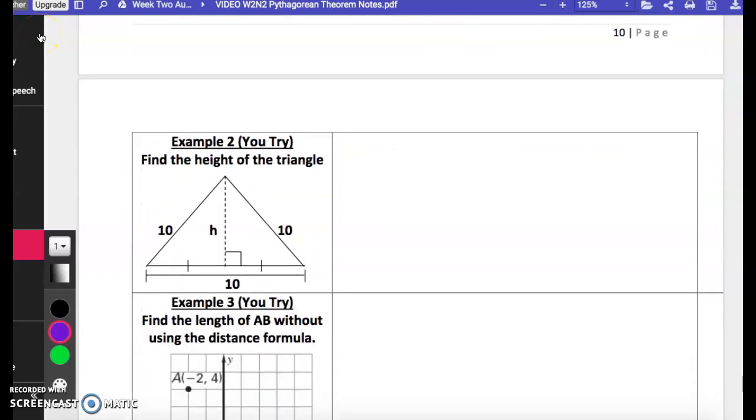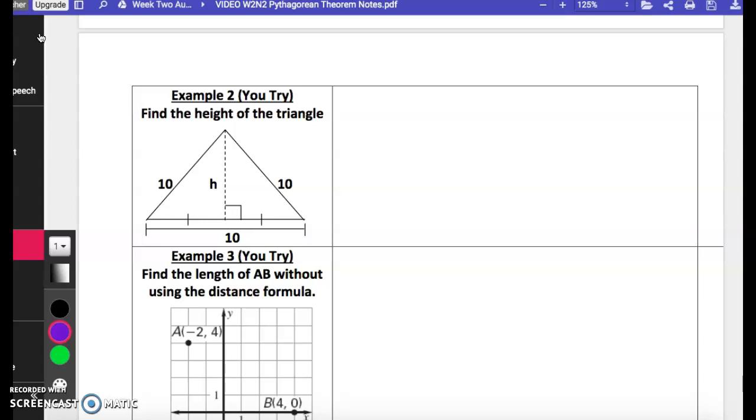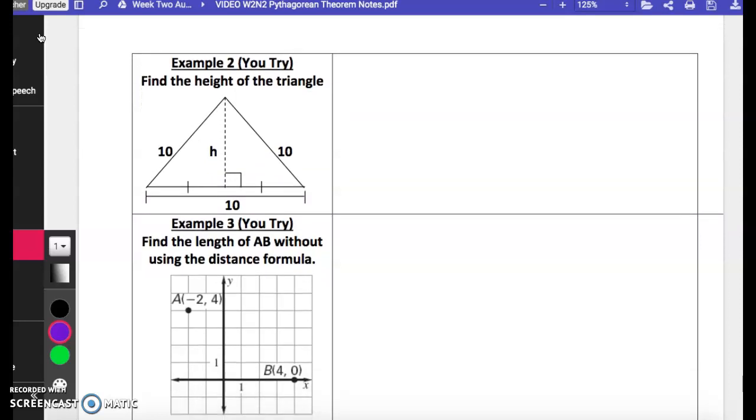Okay, let's try example 2 together. You should try this one before I explain it. Example 2 is also going to be a Pythagorean theorem problem. We'll be using the same process as the last ones. So it's asking us for the height of the triangle. So let's make an answer key for the height.